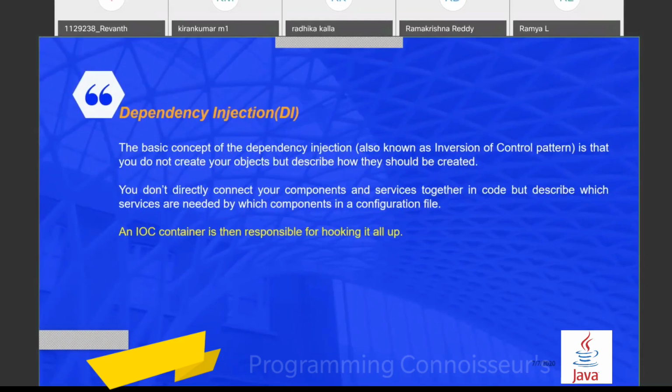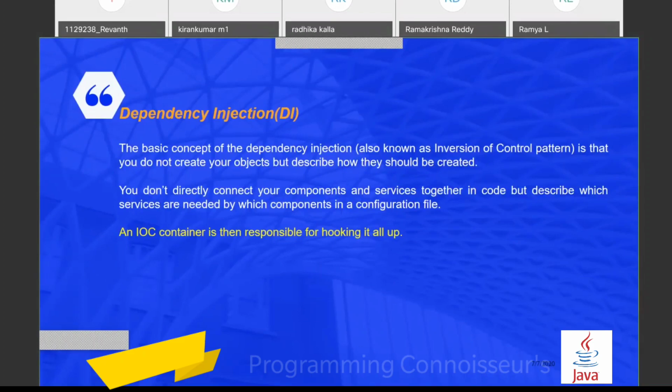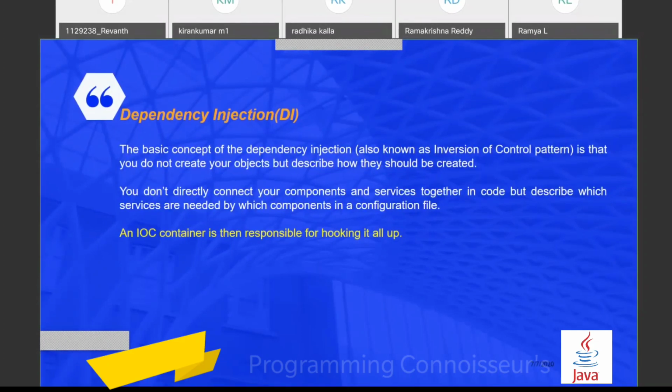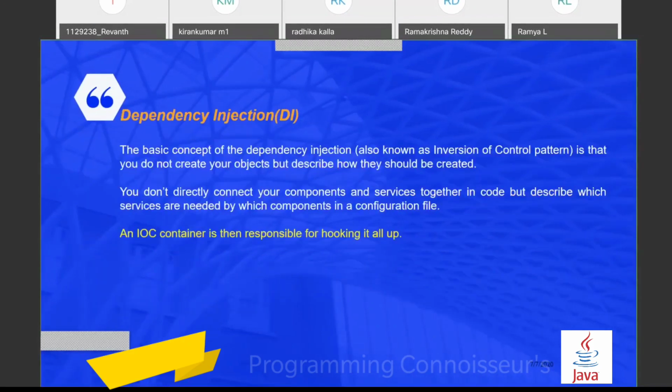In a controller you will say, I want this service. In a service layer you will say, I want this DAO layer. So who will hook up all these things? Who is the person? Inversion of control, the IOC container of Spring.